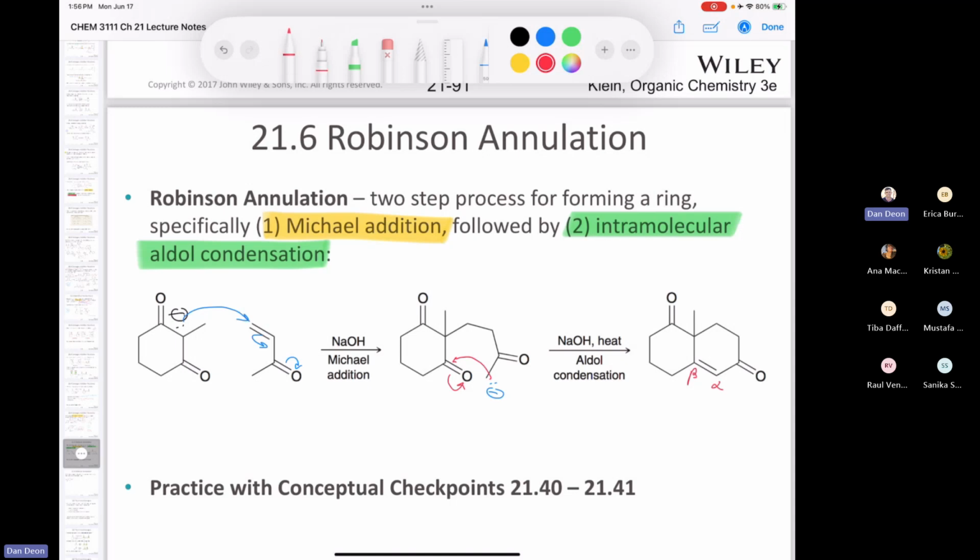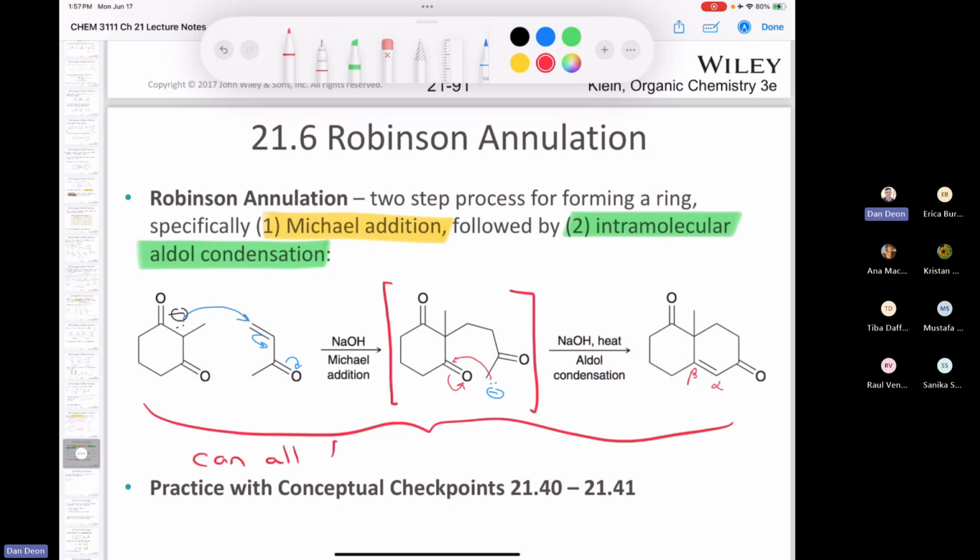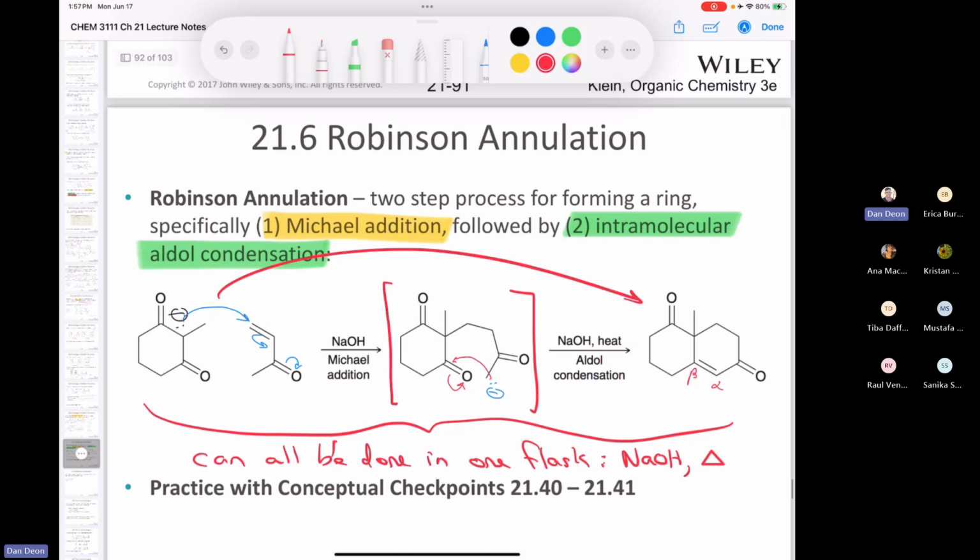However, a couple things that I would add is that this is just an intermediate formed along the way, because this entire reaction can all be done in one flask. All you need is sodium hydroxide and heat, and it will do the whole thing. NaOH and heat, and that will take you all the way from here to here, okay? So you don't need a bunch of different reagents, okay? It's just sodium hydroxide and heat. You do the Michael addition, then you do the aldol condensation, and you're done.